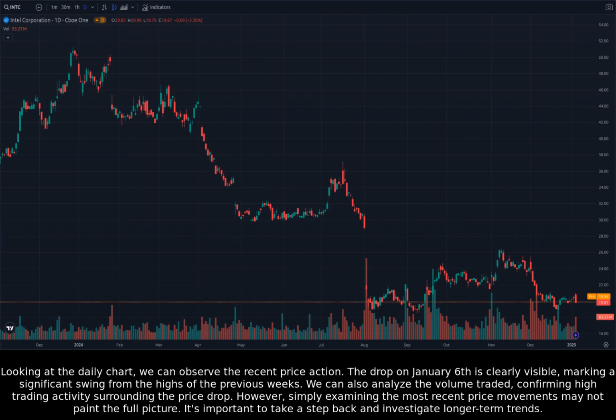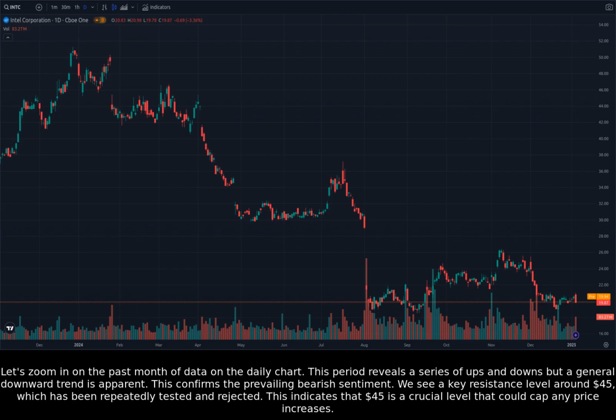Looking at the daily chart, we can observe the recent price action. The drop on January 6th is clearly visible, marking a significant swing from the highs of the previous weeks. We can also analyze the volume traded, confirming high trading activity surrounding the price drop. However, simply examining the most recent price movements may not paint the full picture. It's important to take a step back and investigate longer-term trends.